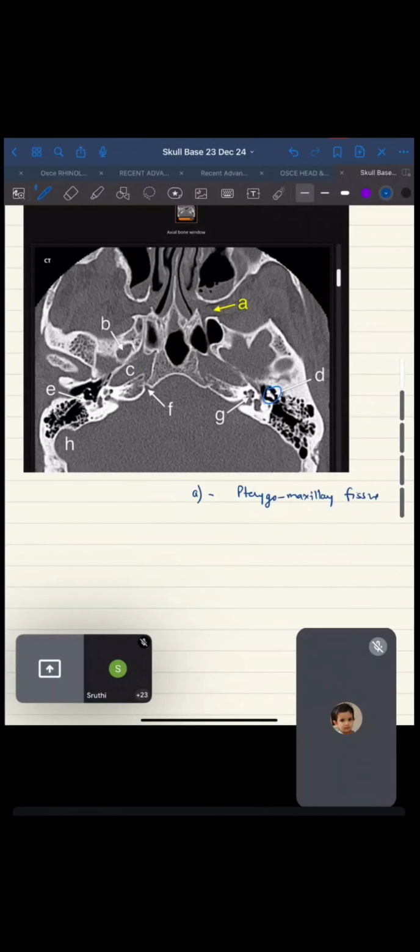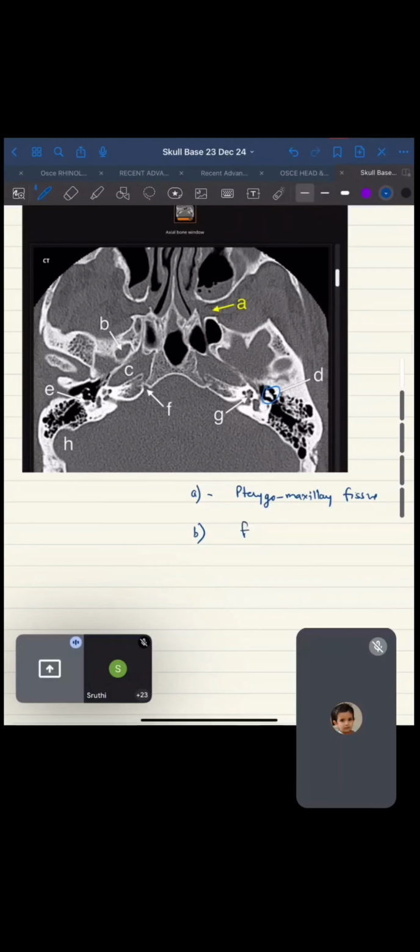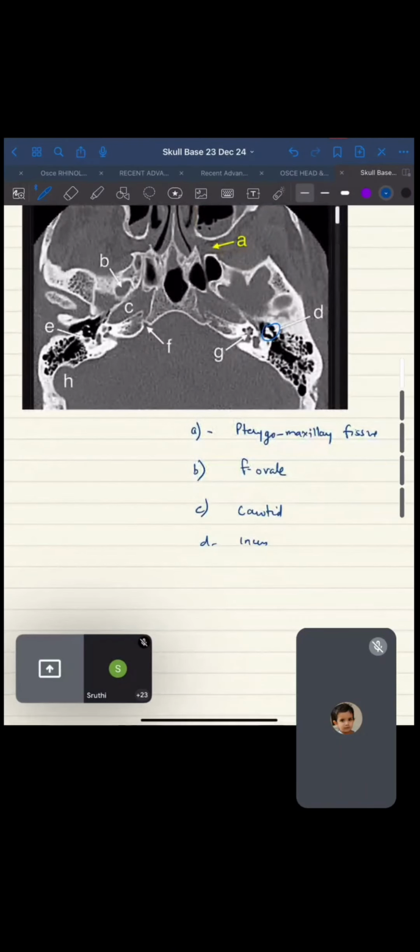Okay. B, somebody will like to take a try. What is B? B is your foramen ovale. Okay. C, carotids, easy going. D will be any of your ossicles basically. Okay. D, incus. E is your facial nerve. And F is your petroclival synchondrosis.